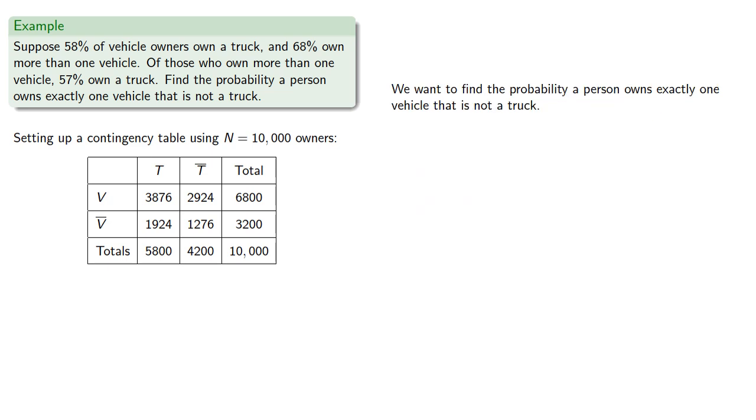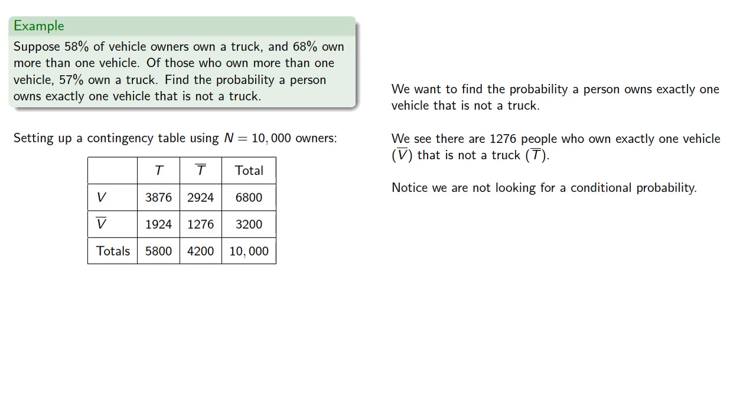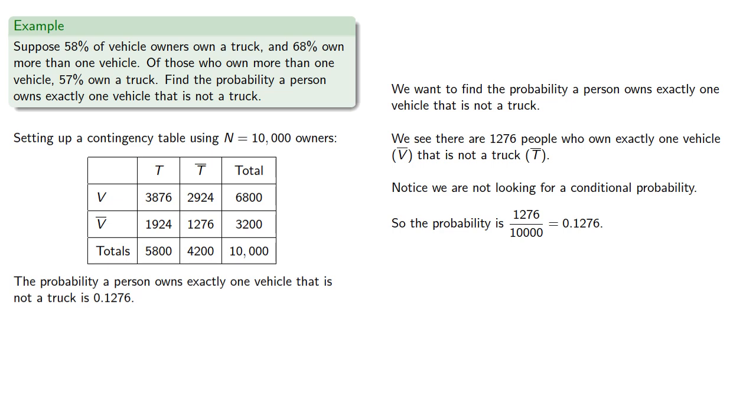So we do want to find the probability that a person owns exactly one vehicle that is not a truck. And we see that there's 1,276 people in this category. And notice that we are not looking for a conditional probability. So it's 1,276 out of our 10,000, or 0.1276.